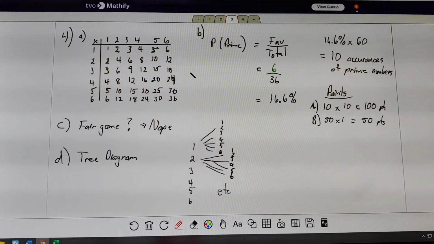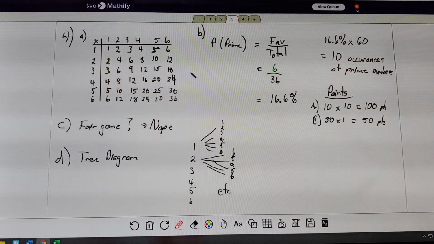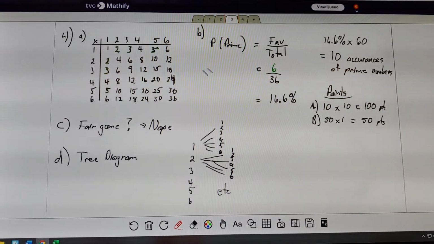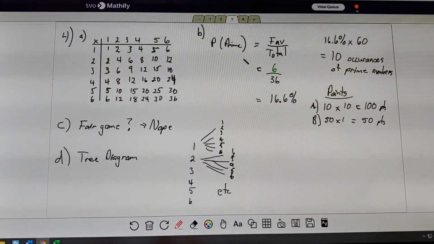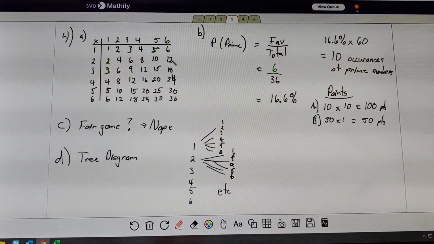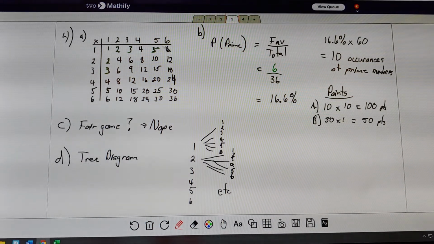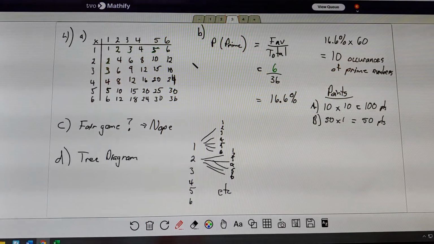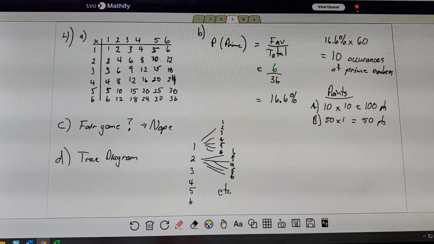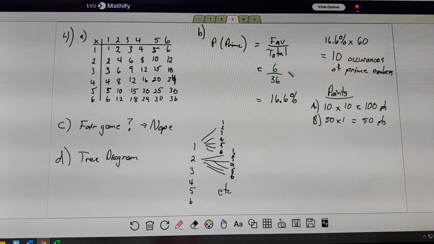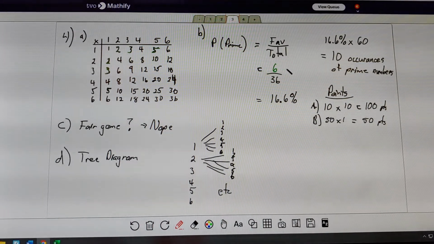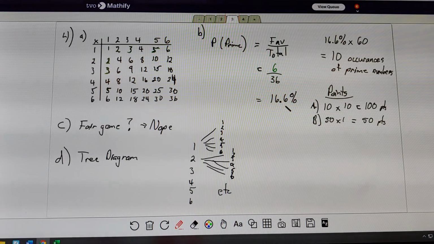And then for B, it asks, if they played 60 times, so they rolled 60 times, how many points would each person get? So probability of getting a prime, favorable outcomes over total possible. Well, there's 36 possible outcomes here. And then how many prime numbers? 1, 2, 3, 4, 5, 6 for each of them. So 6 divided by 36, 16.6% chance.